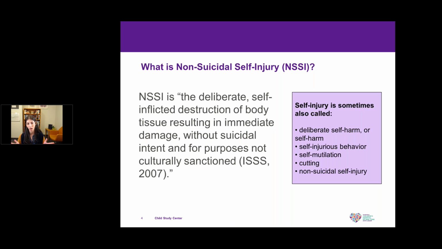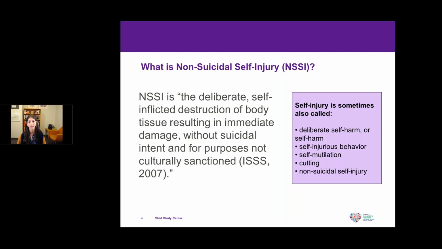So what is non-suicidal self-injury? And as you can see on the right side of the screen, there's been a number of terms used to define or describe self-injury. Those are things like deliberate self-harm or self-harm, self-injurious behavior, or abbreviated as SIB, self-mutilation, cutting, or non-suicidal self-injury, as you see on this screen. You'll generally see it in the research and literature as non-suicidal self-injury or self-injury.